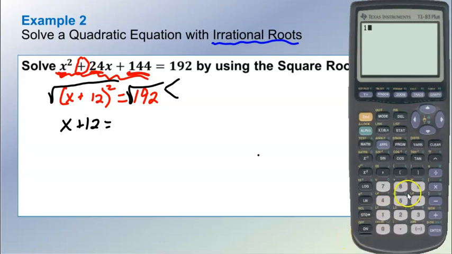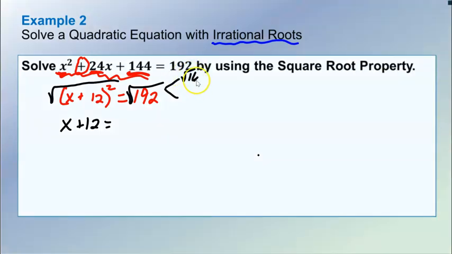If we take 192, and let's just say we divide that by 4, that gives us 48. Let's see if we can do another perfect square. 192 divided by 16 would give us 12. So I could break this down as the square root of 16 times the square root of 12.